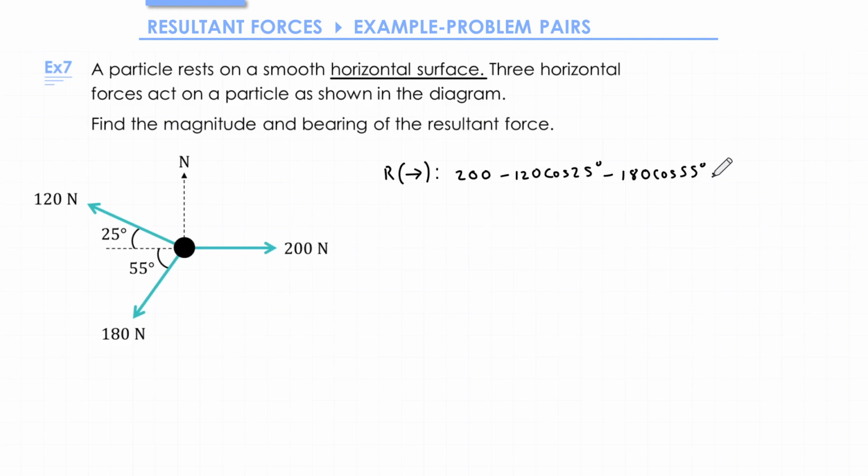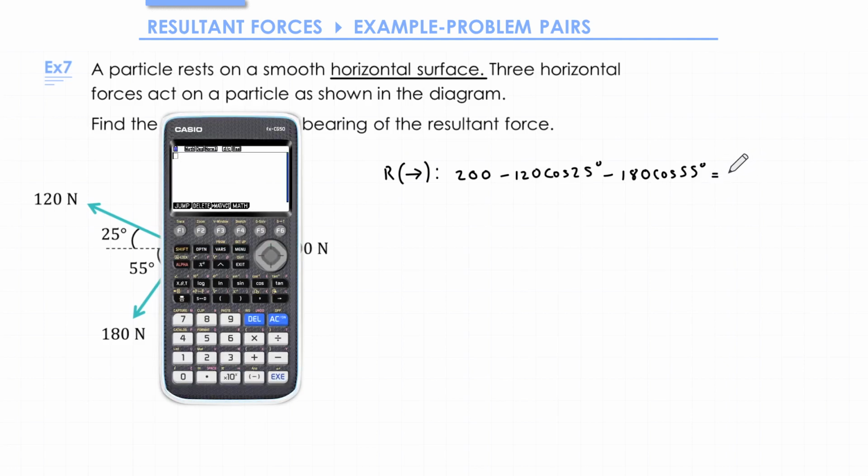On the right hand side, rather than having mass times acceleration, we're only interested in the net force, so we're simply just going to do this calculation. And if we do that, we get minus 12.0. However, later in the question, I'm going to require the magnitude of this value. So what I'm going to do on my calculator is multiply by minus 1 and then store that value as A.